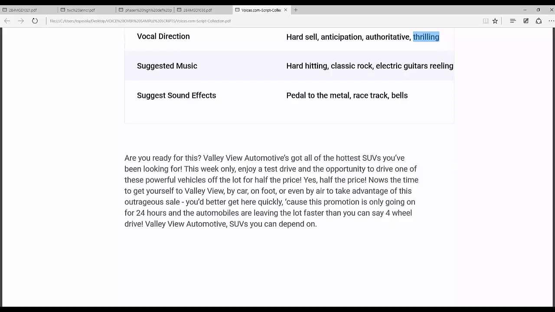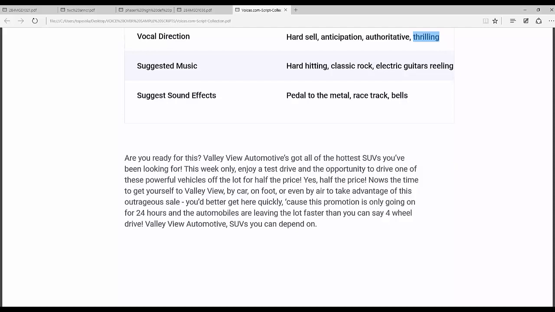Are you ready for this? Valley View Automotive's got all the hottest SUVs you've been looking for. This week only, enjoy a test drive and the opportunity to drive one of these powerful vehicles off the lot for half the price. Yes, half the price. Now's the time to get yourself to Valley View by car or foot or even by air to take advantage of this outrageous sale. You'd better get here quickly.